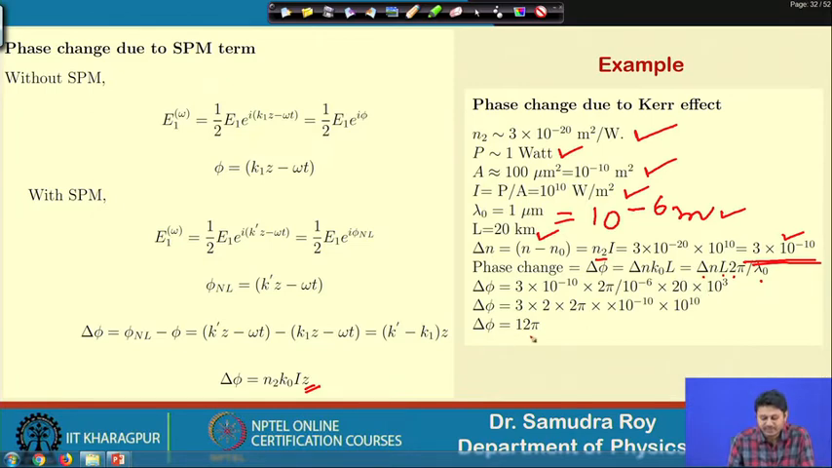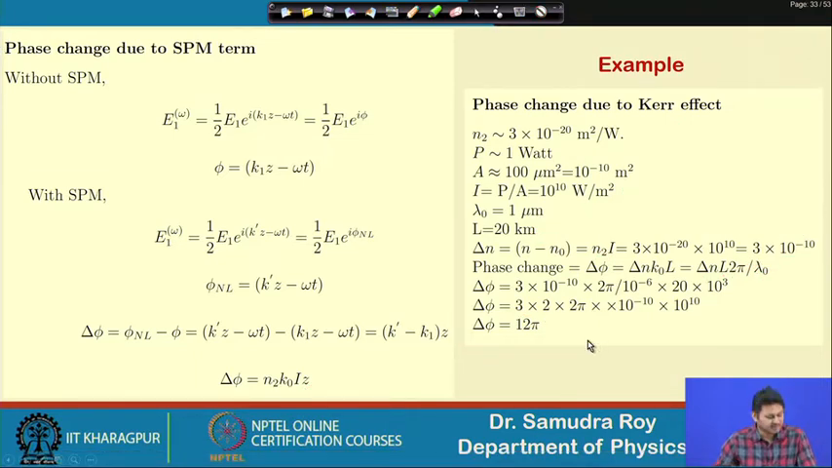If I calculate all these things, the final expression we have is delta phi, the change of phase, which is around 12 pi, a good amount. That means if a pulse is launched, due to this nonlinear refractive index the phase is going to change, and it will change around 12 pi after a distance of 20 kilometer. So, if I go with the nonlinear fiber of 20 kilometer, the phase will change around 12 pi for this given set of parameters.